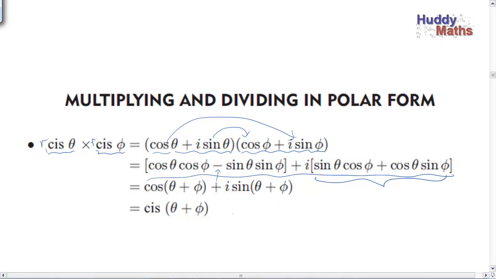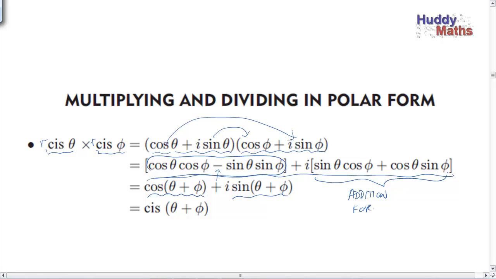Okay, and this is the beauty. Watch this, watch this. Do you recognise that pattern? Cos cos minus sine sine. That is the cos of the two angles added. Sine cos plus cos sine, that's the sine of the two angles added. Do you remember those formulae? Go back and check them. They're called the addition formulae for circular functions.